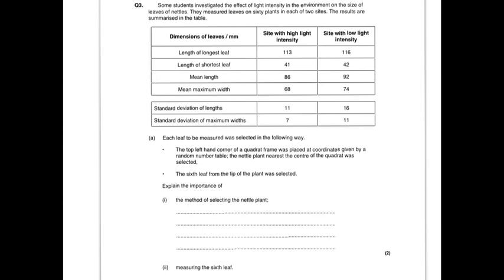So what was the correct answer? They were looking for selecting the nettle plant: the random number table avoids bias in placing of the quadrat, and nearest the centre avoids bias in choosing the plant to measure. So one of the marks was for method avoids bias.